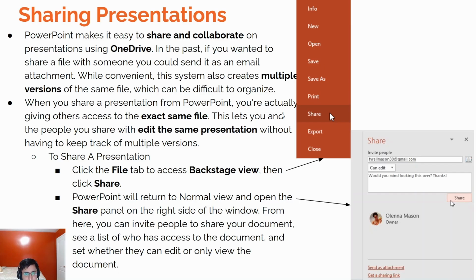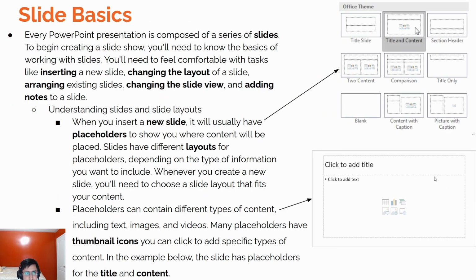However, when we share a presentation from PowerPoint, we're actually giving others access to the exact same file. This lets us and other people that we share with edit the same presentation without having to keep track of multiple versions. To share a presentation, you go to the File tab, then you go to Share. In the Share panel, you can invite individuals from there, like enter their email or name, and then click Share.